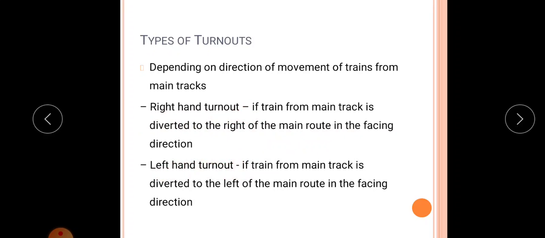Okay, right hand turnout means if the train from the main track is diverted to the right of the main route in the facing direction, that is known as right hand turnout. When we are describing this direction, we are taking the facing direction as the standard direction. I have told that there is facing direction and trailing direction. Facing direction means we are standing at the switches or points and looking towards the crossing. So in that direction, if the train from the main track is diverted to the right, that is known as right hand turnout. And if the train from the main track is diverted to the left of the main route in the facing direction, that is left hand turnout. So we can look at this figure and it will be clear.